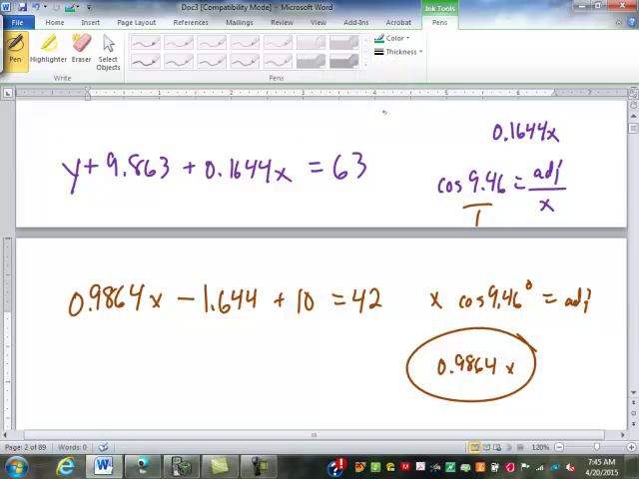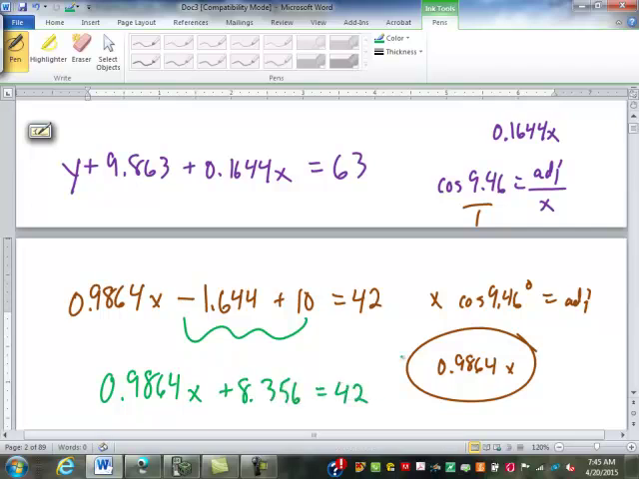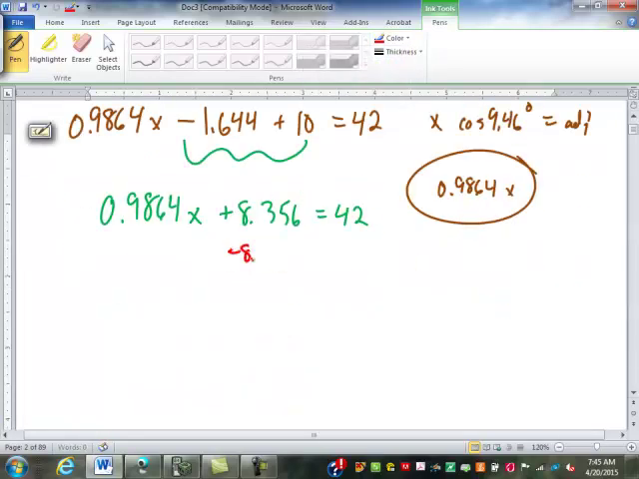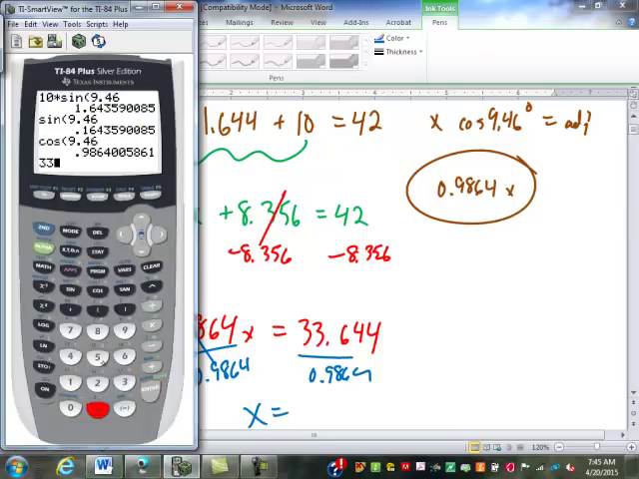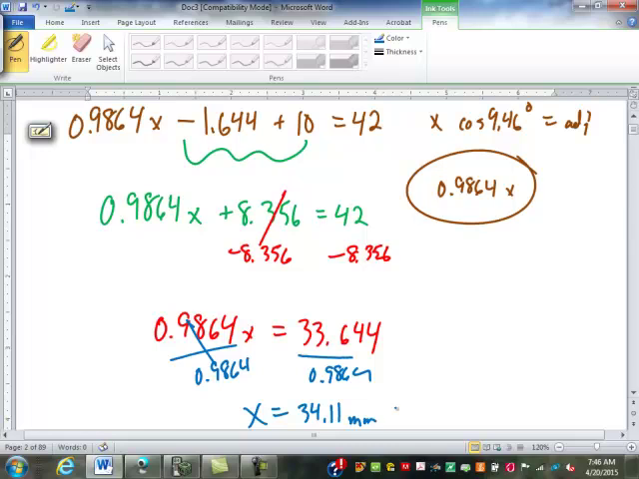Well, that equation actually worked out to be just one variable. So we can actually solve that one for x. I'm going to combine negative 1.644 and 10 to get 8.356. Subtracting 8.356, 0.9864x equals 33.644. And then dividing by 0.9864, x equals 34.11, we're going to call it. So we found x.